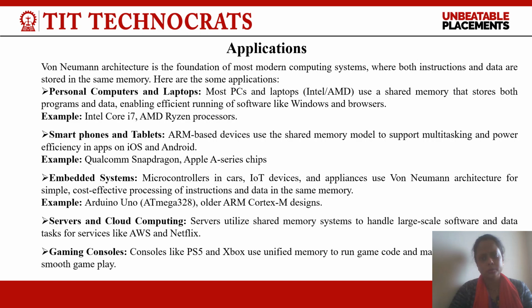Most PCs and laptops use a shared memory that stores both program and data, enabling efficient running of software like Windows or browsers, and smartphones like iOS apps and Android. An example is Apple. Embedded systems: basically, an embedded system is made for a specific performance or task. So microcontrollers in cars, IoT devices, and appliances use von Neumann architecture for simple, cost-effective processing of instructions and data in the same memory.